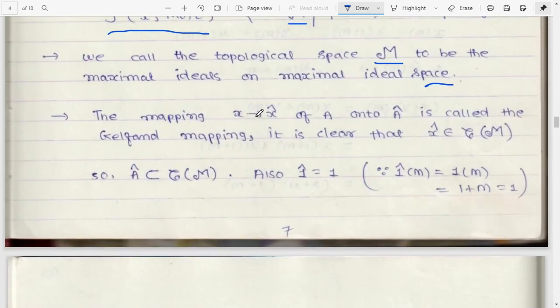The mapping x to x cap of A onto A cap is called the Gelfand mapping. It is clear that x cap belongs to script C of script M. So A cap is a subset of script C of script M, and also 1 cap is equal to 1 because 1 cap of M is equal to 1 of M, which is equal to 1 plus M, which is equal to 1.